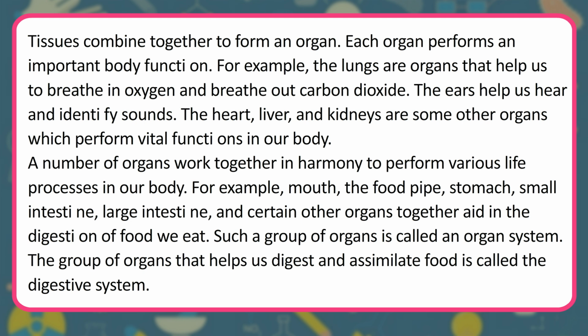A number of organs work together in harmony to perform various life processes in our body. For example, the mouth, the food pipe, stomach, small intestine, large intestine, and certain other organs together aid in the digestion of food we eat. Such a group of organs is called an organ system. The group of organs that helps us digest and assimilate food is called the digestive system.